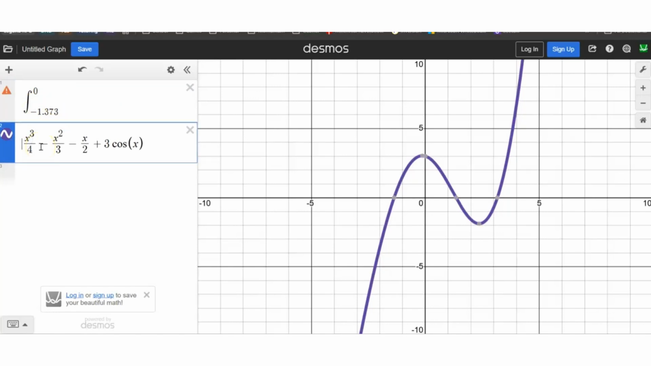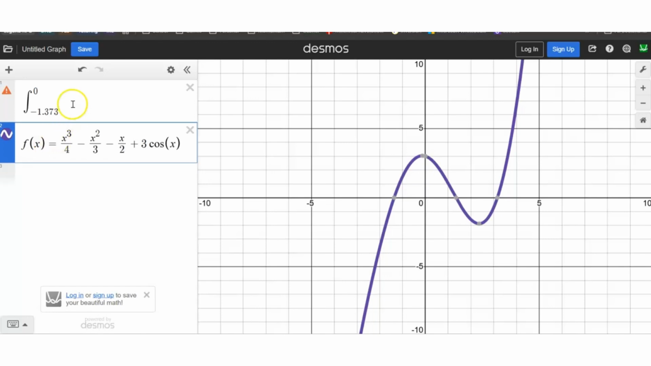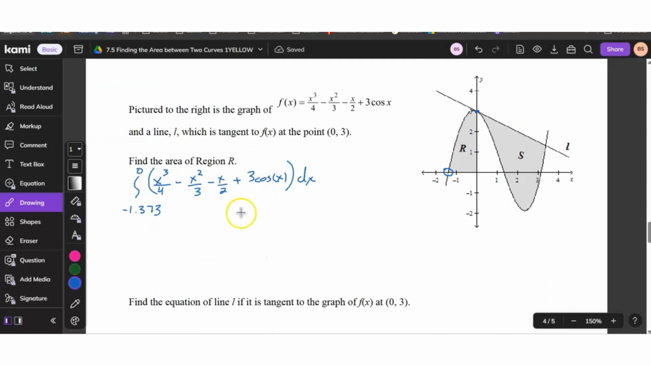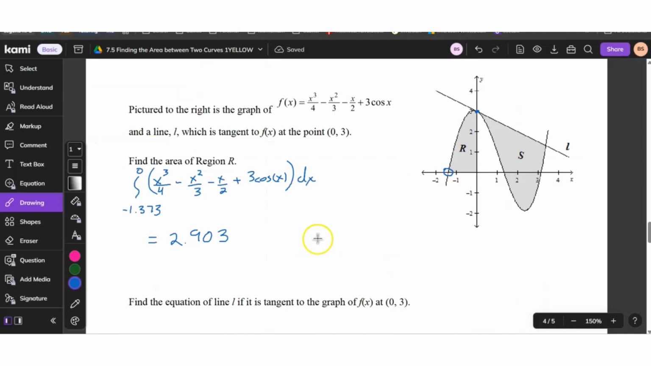And now that we've already written out the function, let's make it easier on ourselves. Let's call it f of x. I can just integrate f of x dx, and it spits out my answer. So, 2.903. And then you just plug that into the calculator. You would literally put this in the calculator, which is effectively what I did, and you guys are allowed to use Desmos. So you define the function, and then you integrate from those bounds of f of x dx. There's your answer. All right, now let's look at the trickier part.